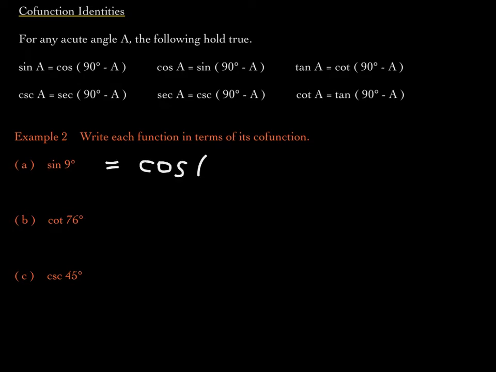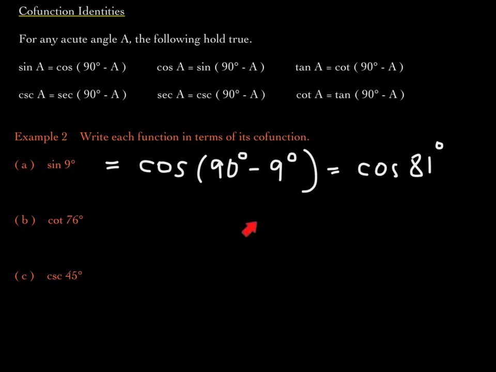Cosine of 90 degrees minus 9 degrees. In other words, sine of 9 degrees is equivalent to cosine of 81 degrees. That's it. Sine of 9 degrees is going to be the same as cosine of 81 degrees. Punch it into your calculator. You will see that cosine of 81 degrees is the same value as sine of 9 degrees.